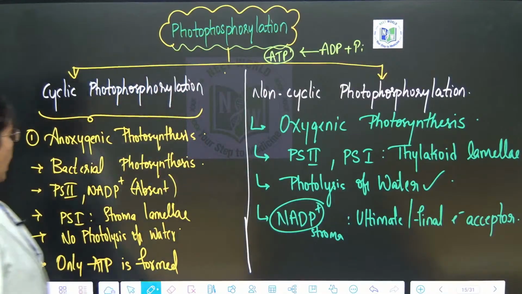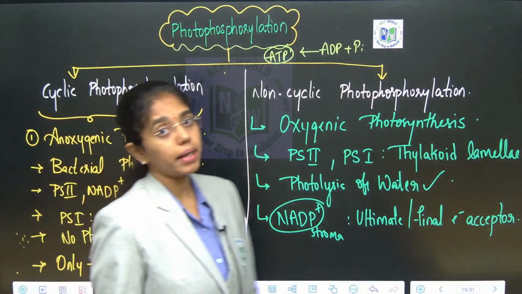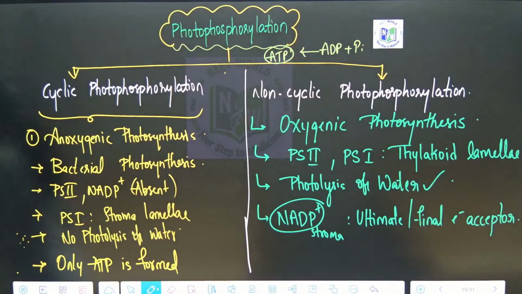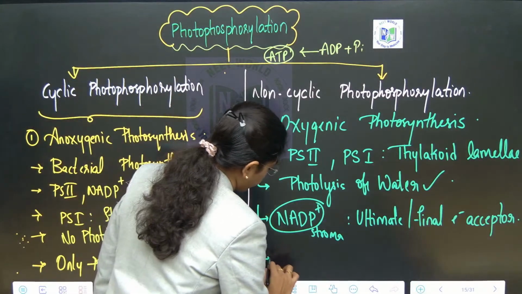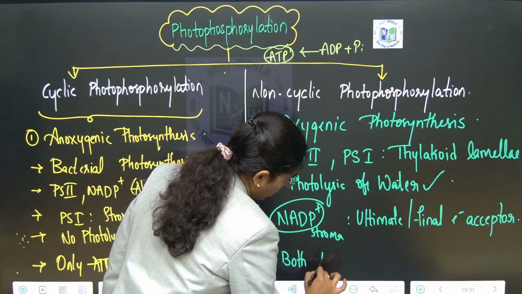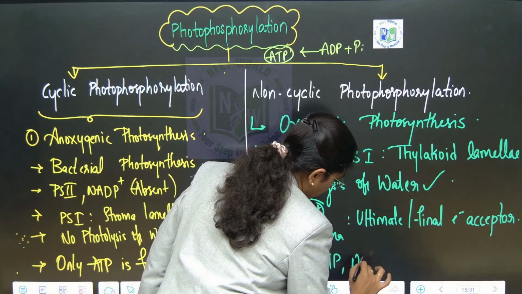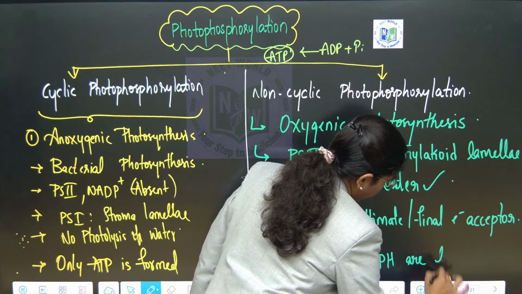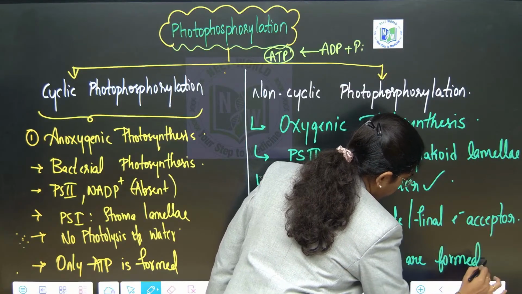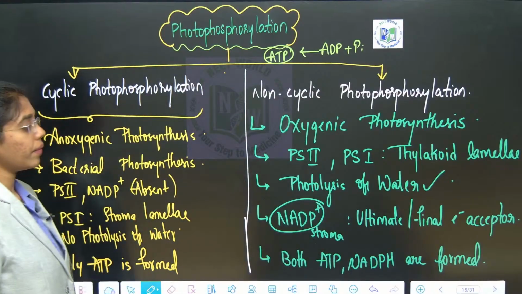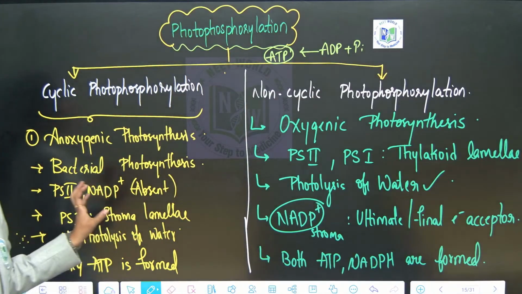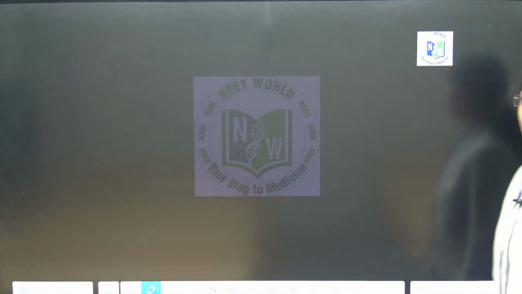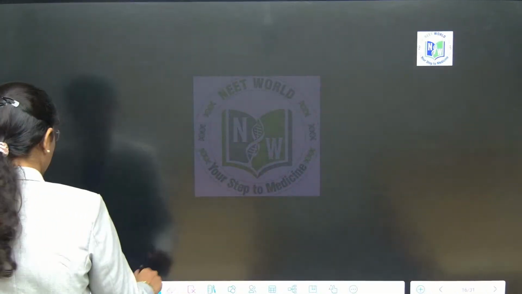Clear till here? And then both ATP and NADPH are formed at the end of non-cyclic photophosphorylation. Any doubt anywhere? This is the clear differentiation between cyclic and non-cyclic photophosphorylation. Now we will look at non-cyclic photophosphorylation more clearly, and then we will learn cyclic photophosphorylation.